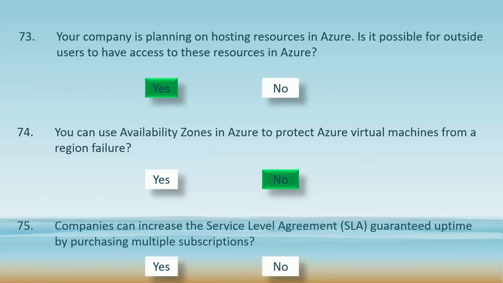Question number 75. Companies can increase the service level agreement guaranteed uptime by purchasing multiple subscriptions. SLAs don't depend on number of subscriptions, so it won't increase if you purchase multiple subscriptions.